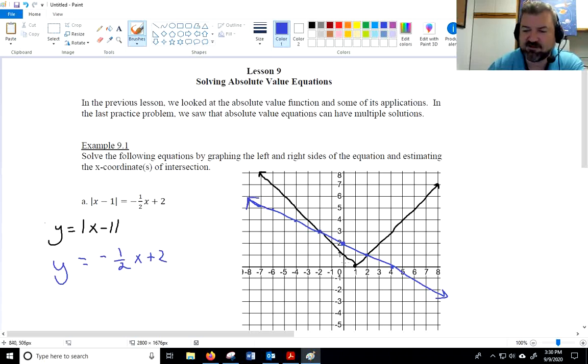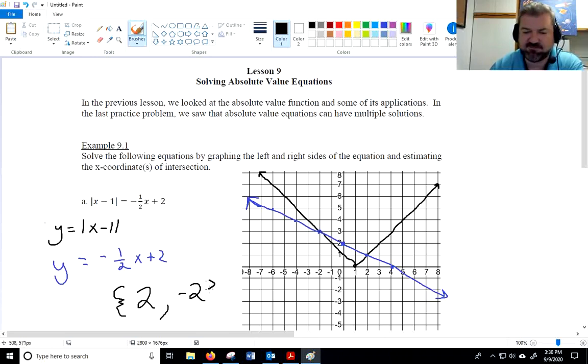You can see that there are actually 2 points of intersection on this graph. We have an intersection at x equals 2, where the y values of both the left and the right-hand side are 1. And we have an intersection at negative 2, where both the left-hand side and the right-hand side are 3. So our solutions to this equation are 2 and negative 2.